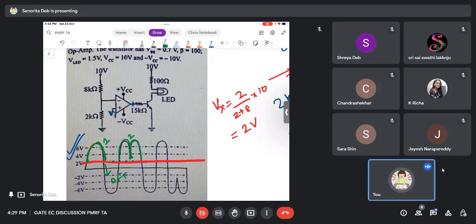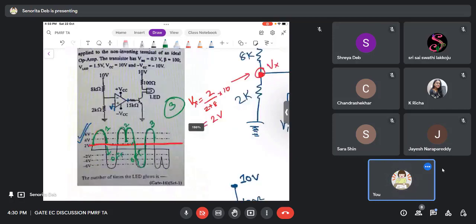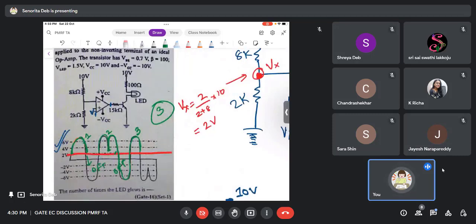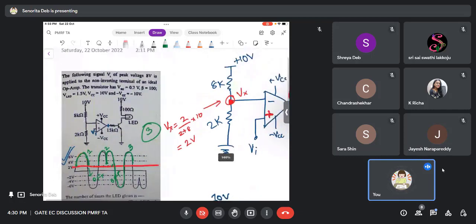This is important. So here in the question, if you do not see the waveform properly, you will make a mistake. Now again it went down, it was off, and again when it went up, the third time it glowed, and this is the number of times the LED glows, 3. 3 is the answer. So here the confusion could have been 3 or 4, but if you look into the waveform properly, the answer is 3. Okay, so now you can note down this solution.